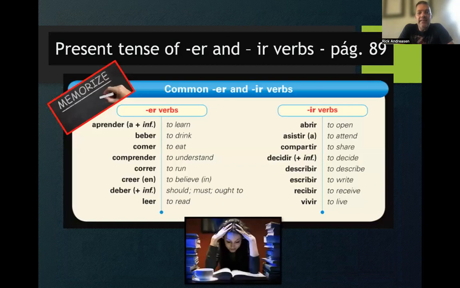Now, aquí es una lista de verbos, de vocabulario that you're going to want to learn. And I'm going to go through these. I'm going to pronounce them, and you'll repeat after me so that you can hear them pronounced, and then I'll give you some tips about some of the verbs.